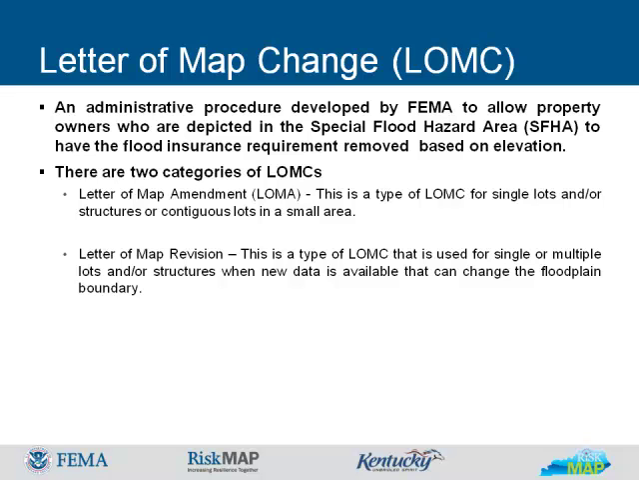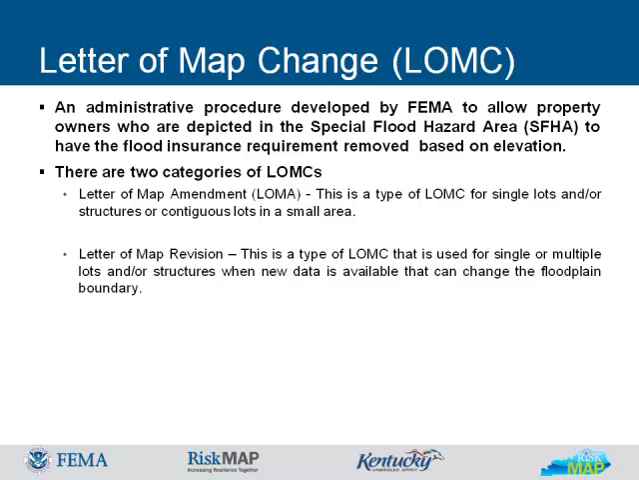A letter of map revision is a change in the FEMA flood map due to new or more detailed data that can change the floodplain boundary. The letter of map amendment is an administrative procedure developed by FEMA to change the designation of properties that are inadvertently shown on FIRMs as in the special flood hazard area when the property is on natural ground that is at or above the 1% annual chance flood elevation.